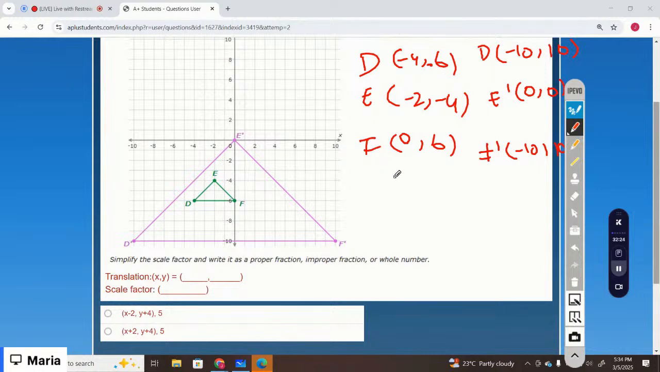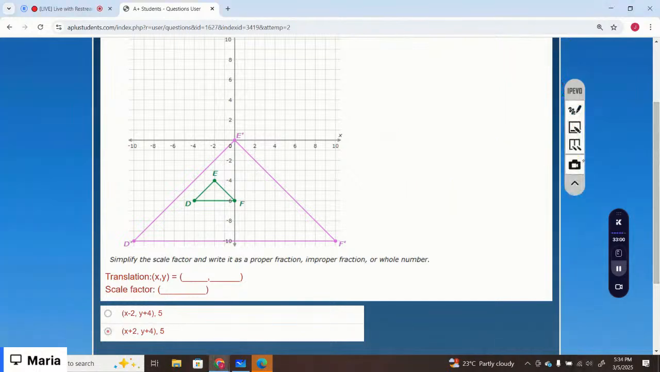So that means the translation is x plus 2 and y plus 4. And you have to calculate the scale factor. So the scale factor is 5. Option number 2 is the correct option. That is x plus 2, y plus 4, and the scale factor is 5.